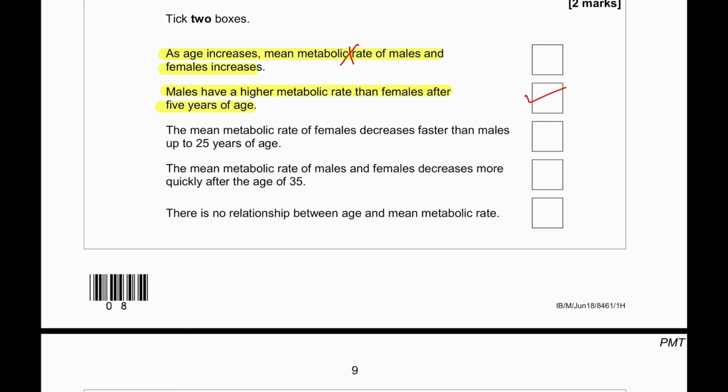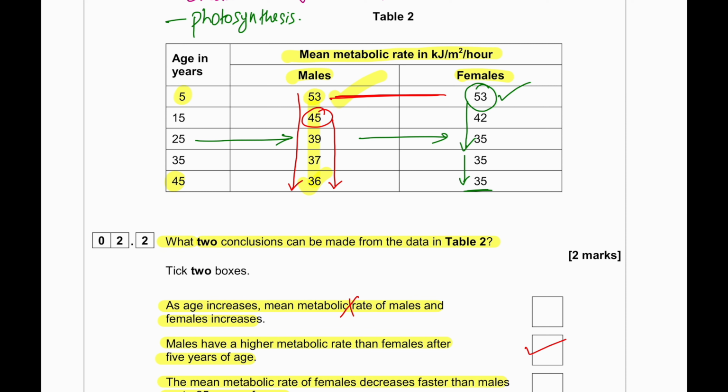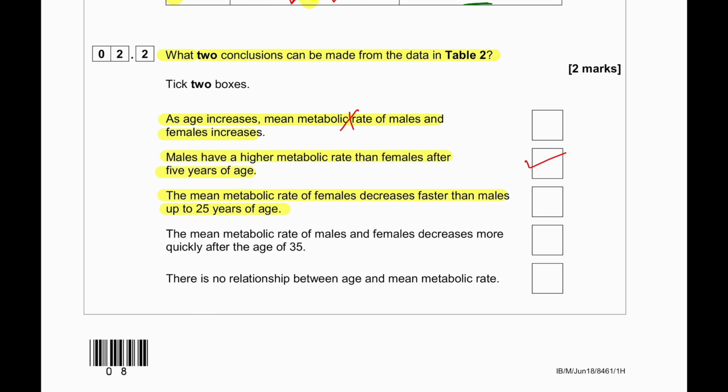So this is correct. Then the next point, the mean metabolic rate of females decreases faster than males up to 25 years of age. That's true, because we can see at 25 years of age, females have a lower metabolic rate, much lower than that of a male. So we can say that it decreases faster. We can agree on that particular point.